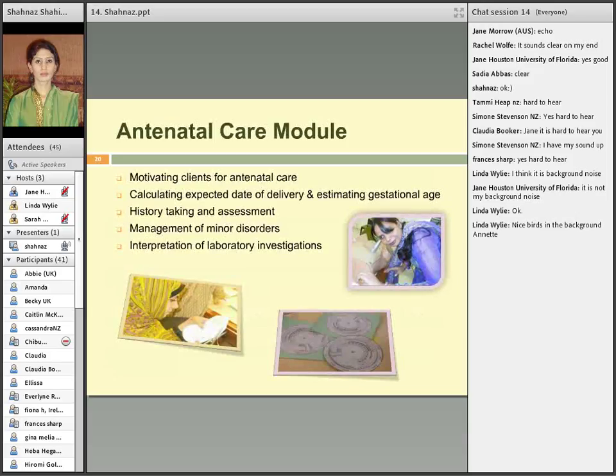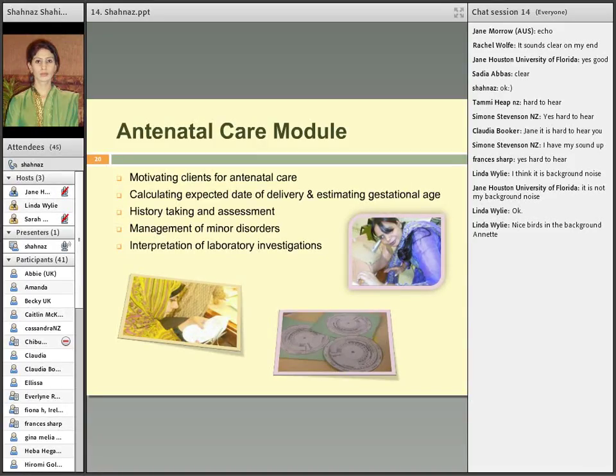Now the antenatal module was quite descriptive. It covered how to motivate clients for antenatal care. In Pakistan, women usually don't go for antenatal care and they feel like everything is normal, so what is the use of going to a clinic for a checkup? So they avoid it and only go once or twice, and that's it.